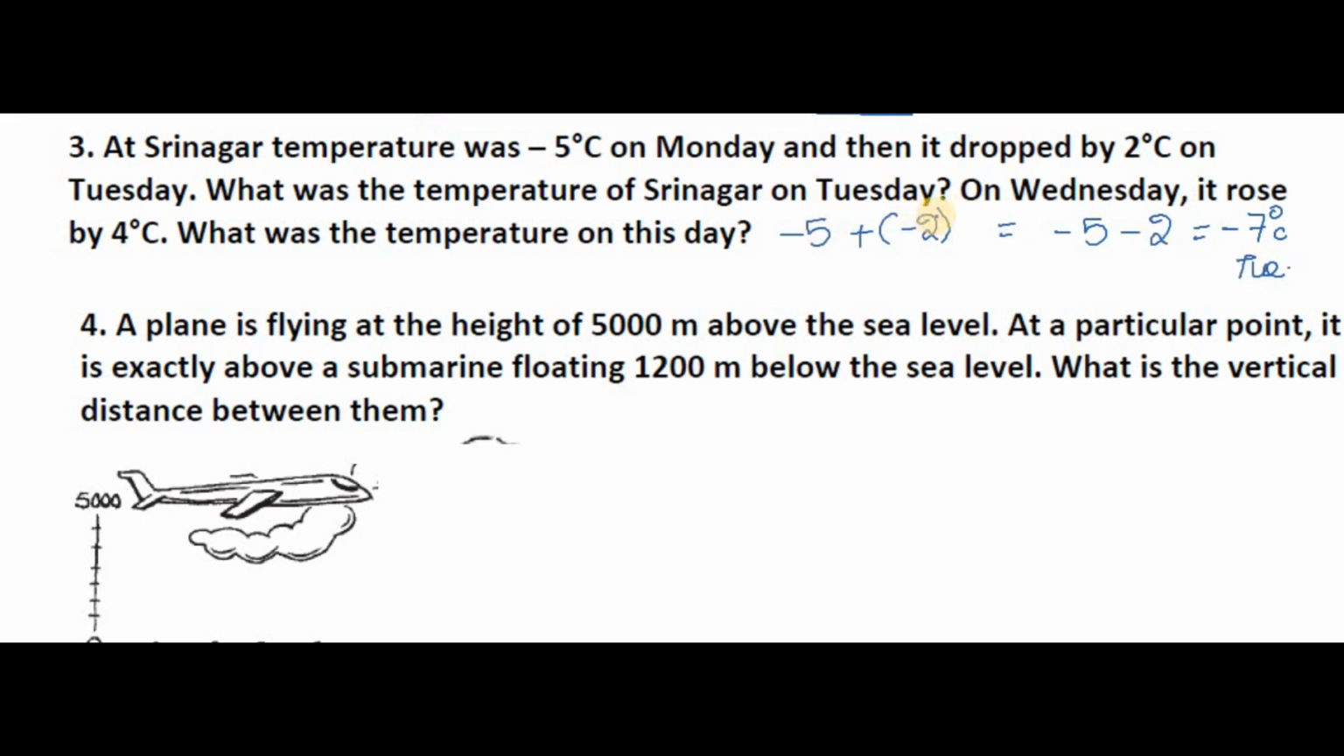So the same question continues. On Wednesday, it rose by 4 degrees Celsius. Rose is nothing but increasing. Increasing means what? It is going to be a positive number. So -5 plus 4. The minus is the bigger number, so 5 minus 4 is 1 degree Celsius. On Wednesday, the temperature of Srinagar is -1 degree Celsius. On Tuesday, the temperature of Srinagar was -7 degrees Celsius. On Monday, the Srinagar temperature was -5 degrees Celsius.